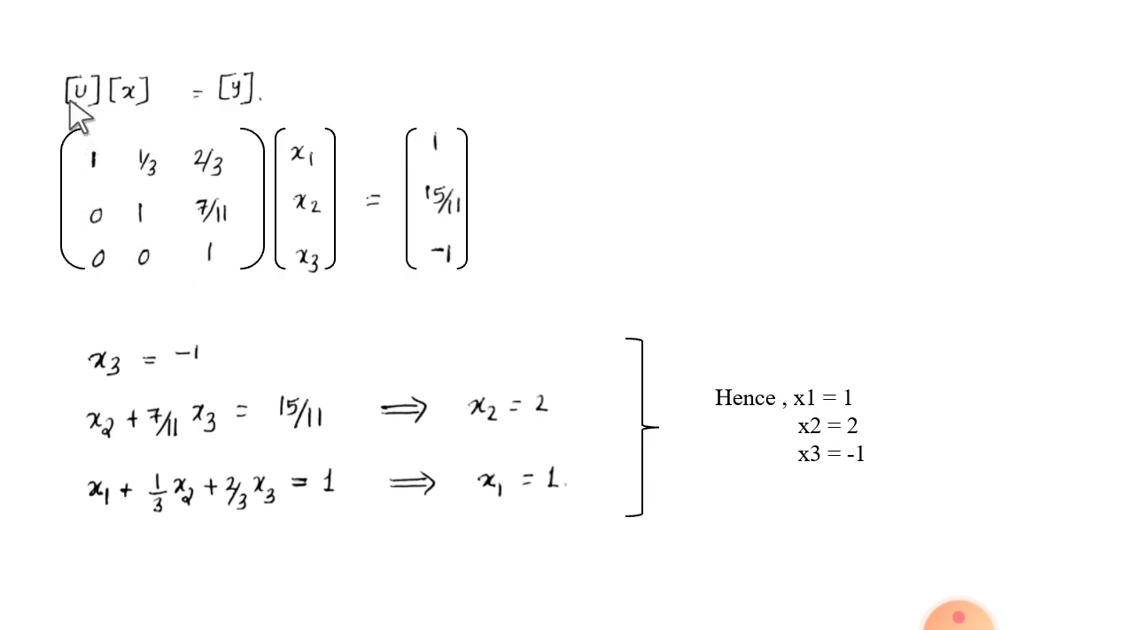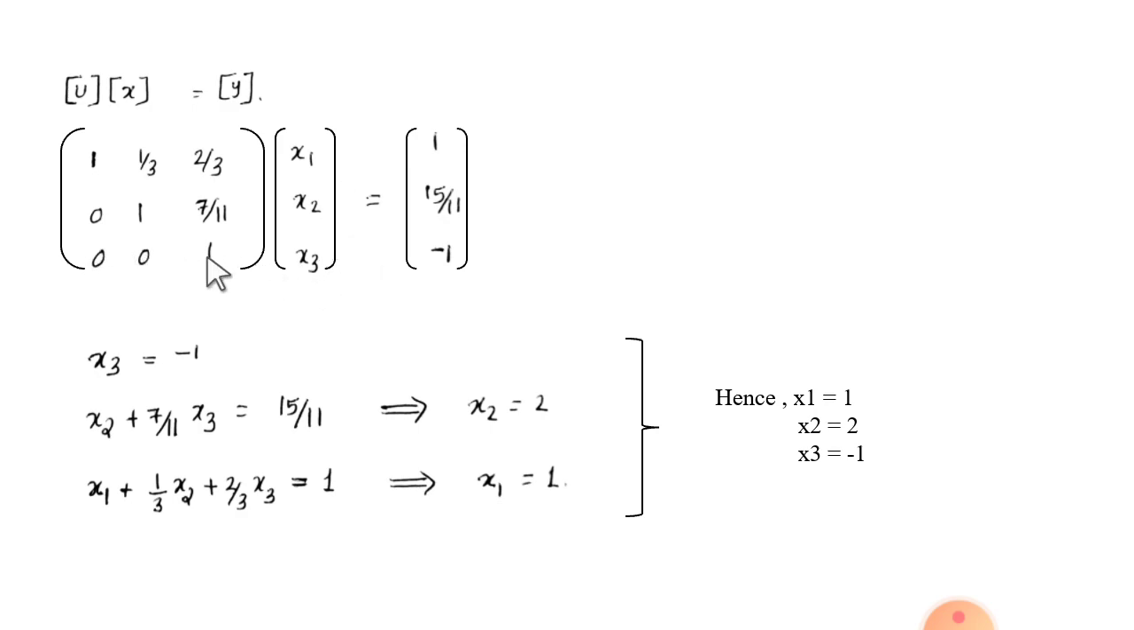That is, we know U into x is equal to y. We have already found the y matrix, so substitute the value of the y matrix in this. You will get the matrix in this form. This is the upper triangular matrix, this is the x matrix, and this is the y matrix. From this you can calculate the values of x1, x2 and x3.